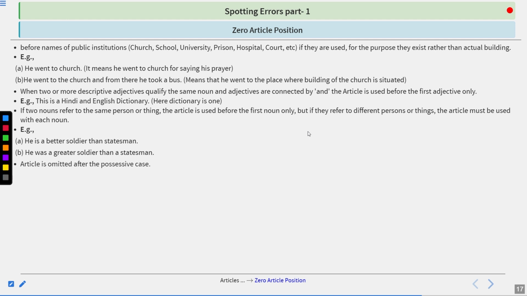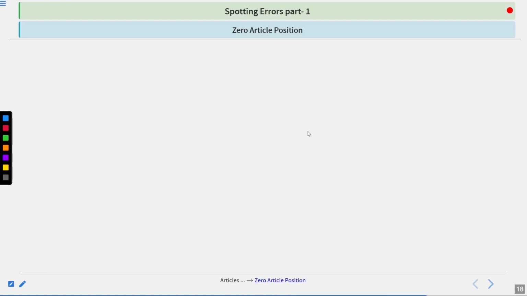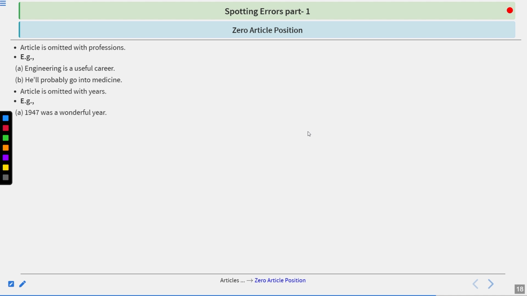Article is omitted after the possessive case: his brother's car, Peter's house. Zero article position. Article is omitted with professions. Engineering is a useful career. He will probably go into medicine. Article is omitted with years. 1947 was a wonderful year. Do you remember 2000? No article is used before names of games or sports. I am playing cricket. He is fond of playing tennis.